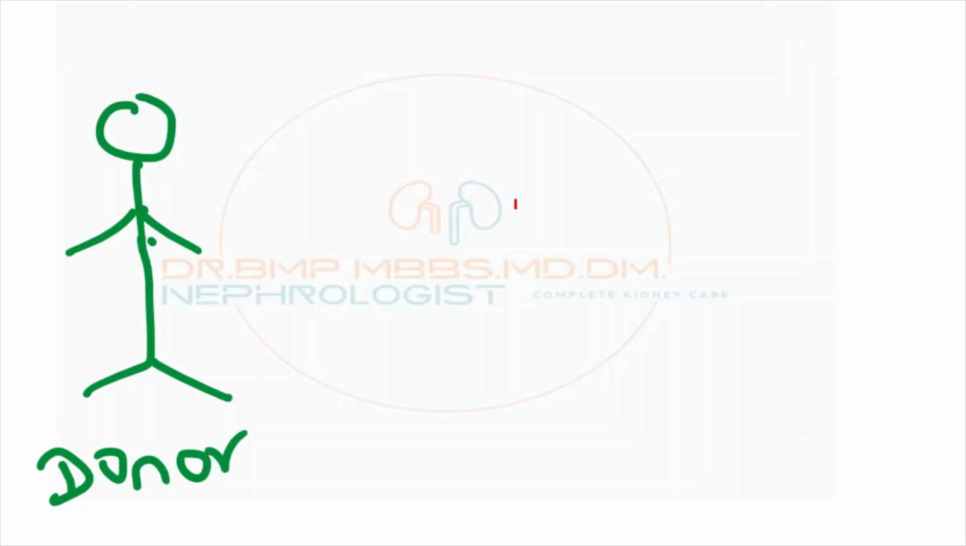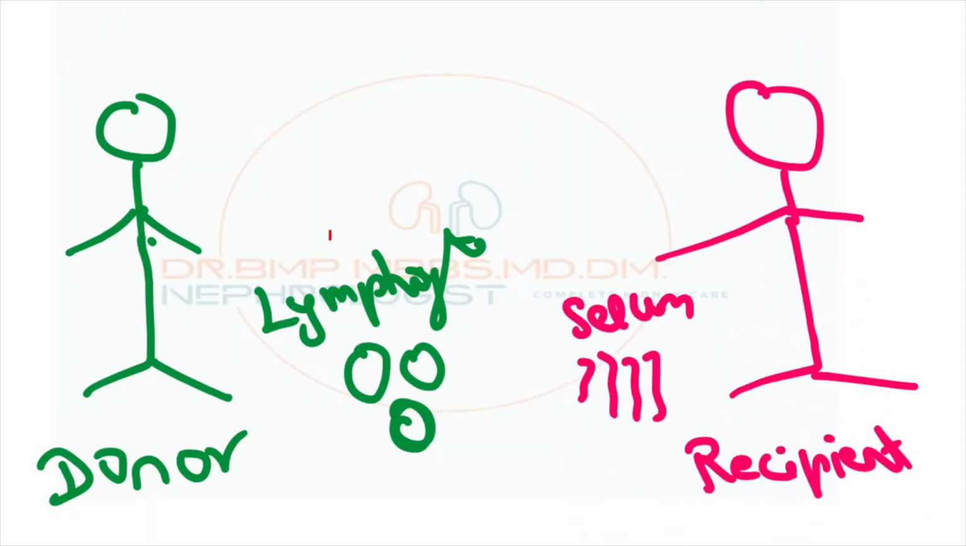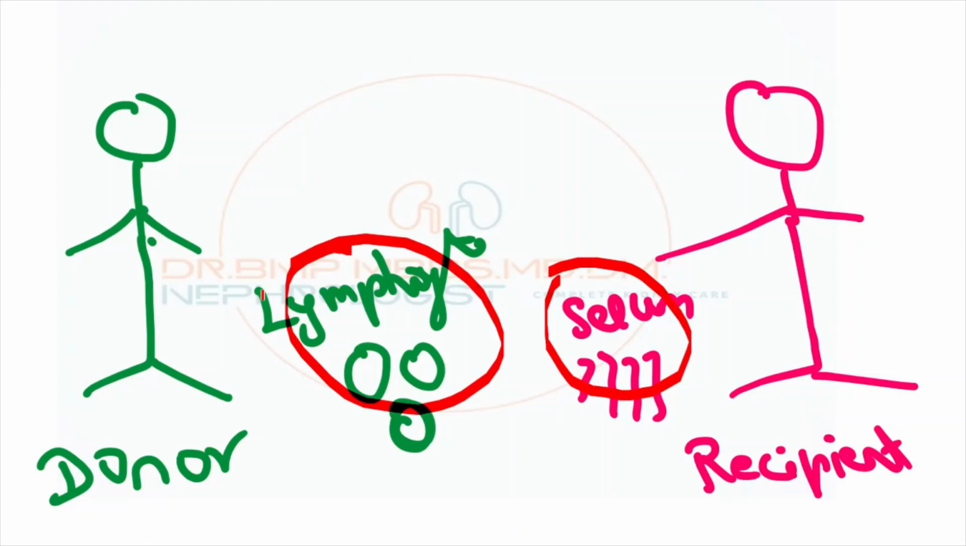As I told, donor donating the kidney. So the representational cells we are taking are the lymphocytes, T cell and B cell. Where is the antibody present? The antibody is present in the recipient. So we are taking the recipient serum and the donor lymphocytes, and we are going to mix both of them.